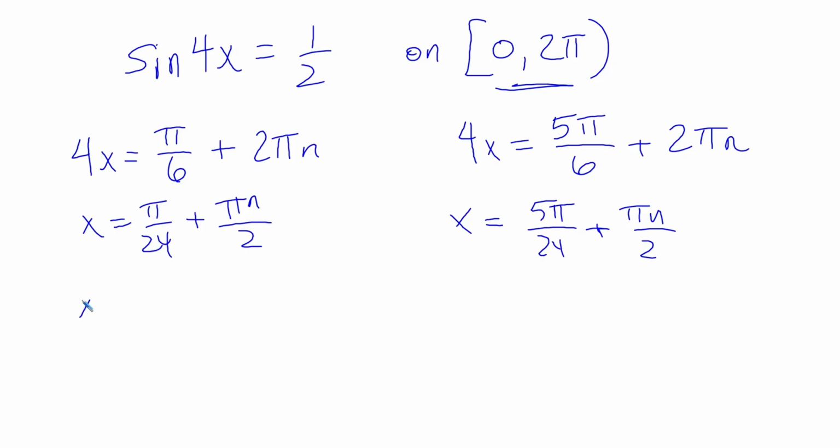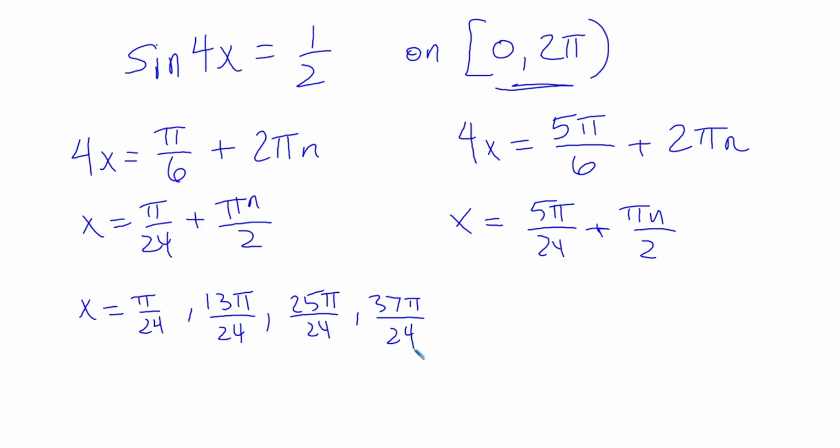So when n is 0, we end up with pi over 24 here. When n is 1, we end up with pi over 24 plus pi over 2. Well, pi over 2 is 12 pi over 24, so that'll be 13 pi over 24. And then when n is 2, that's going to give us 25 pi over 24. And once more, when we put in a 3 for n, 3 pi over 2 gives us 36 pi over 24 plus 1 pi over 24, which is 37 pi over 24.